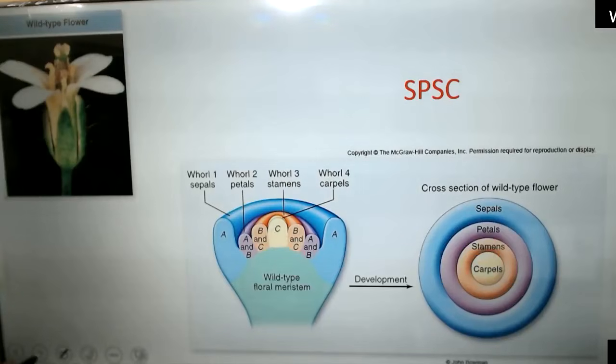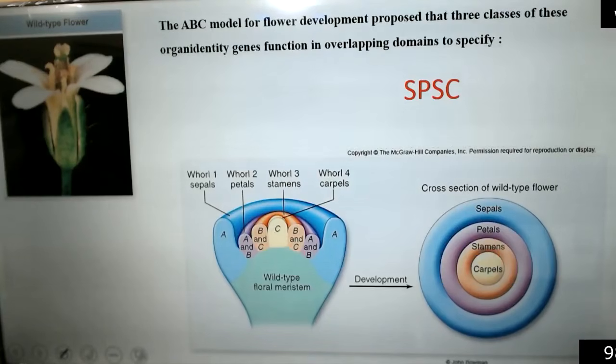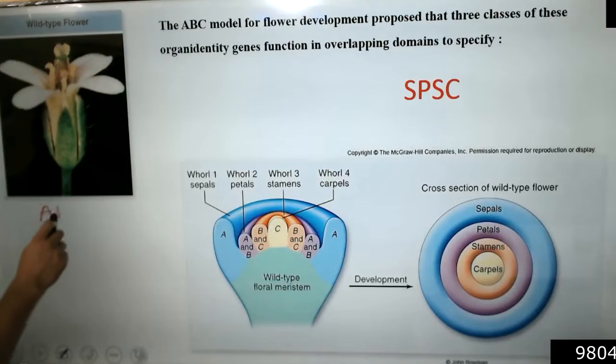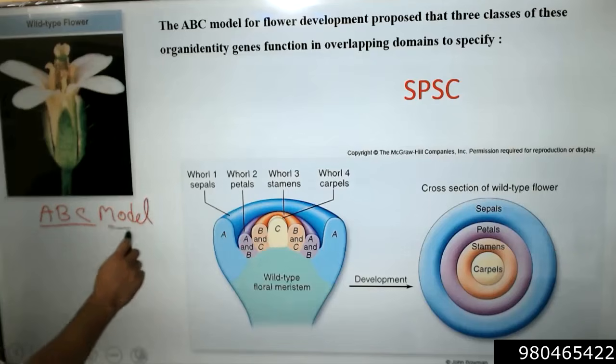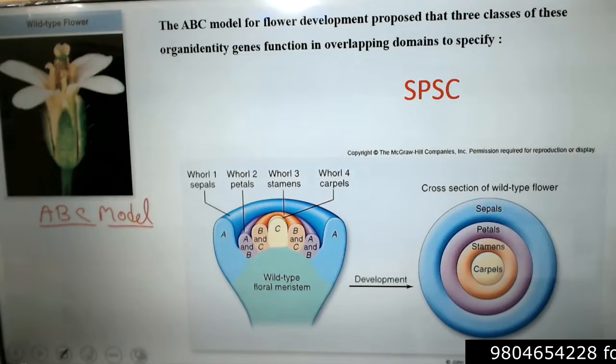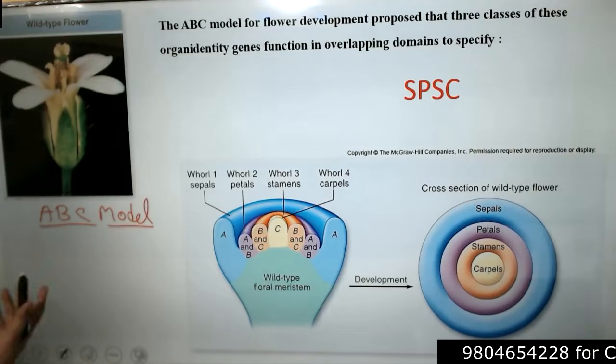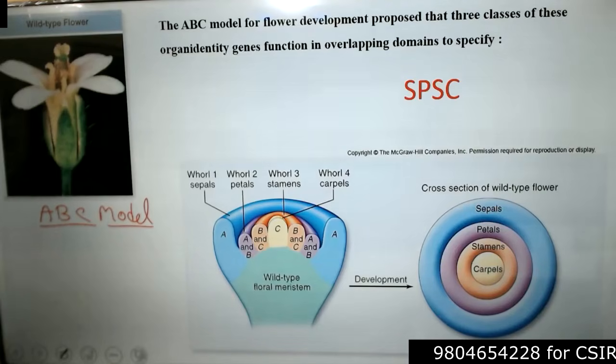Now what we want to talk about is the flowering of the plant. And in flowering, we call it the ABC model of plant flowering. So what is the ABC model of plant flowering? Let's see that. This is the wild type flower. Any flowers are just taken as an example.